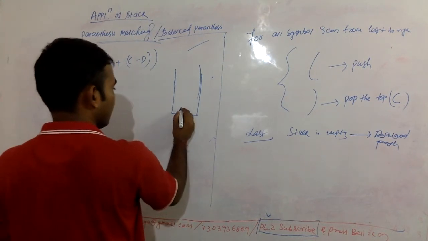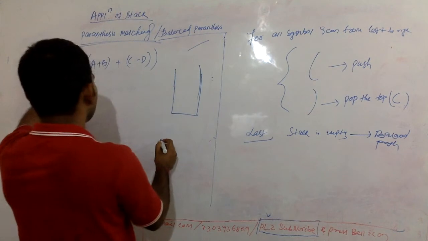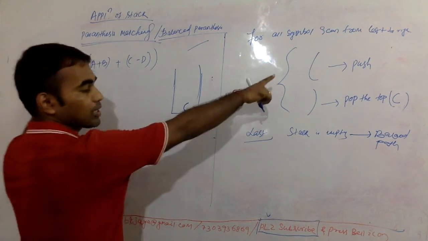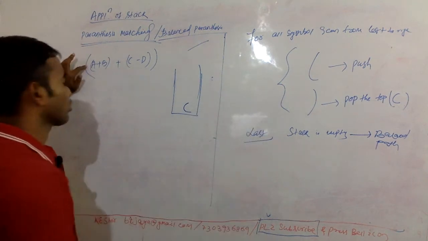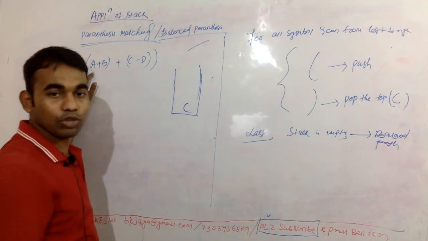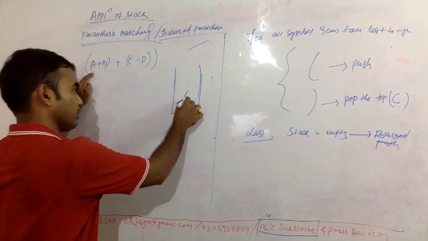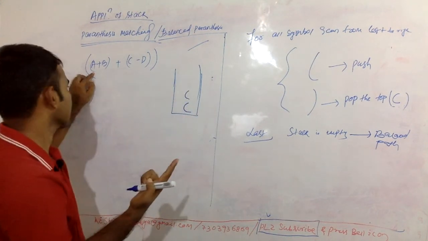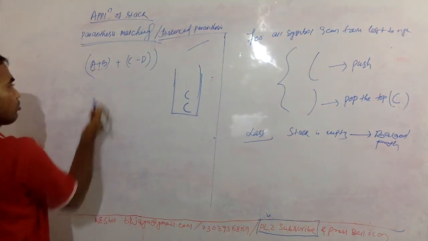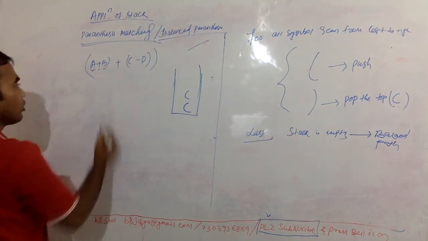So let's do that. If a left parenthesis is coming, I will just push, because left parenthesis means push, right? That's what the concept says. Here another left parenthesis is coming, what do I need to do? I need to push, because there is only one operation for a left parenthesis. Now I will scan A, I don't need to do anything. Now I scan plus, nothing to do. B, nothing to do.